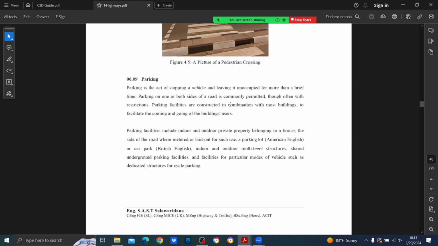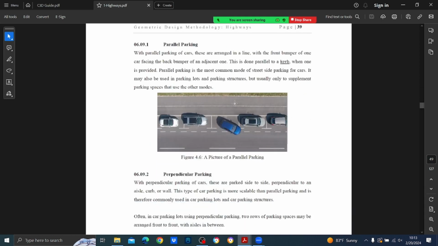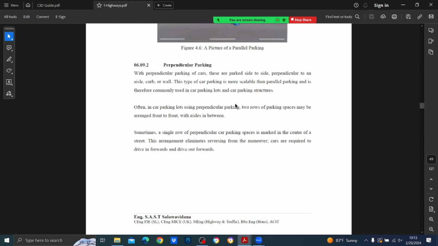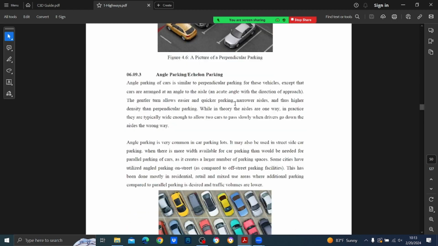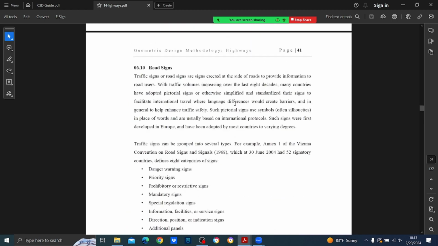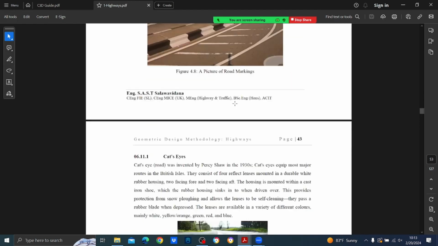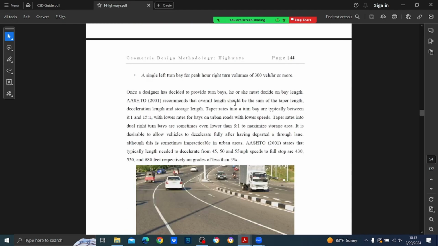Pedestrian crossings, and these are some parking types. So there can be parallel parking, perpendicular parking, and angle parking or echelon parking. And these are some road signs and markings, right?